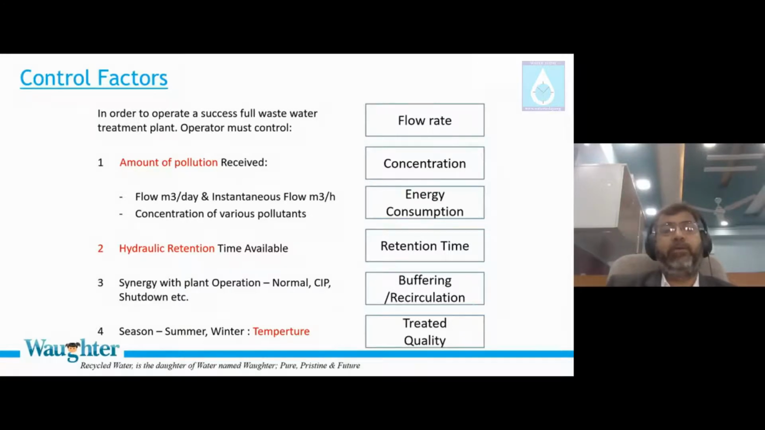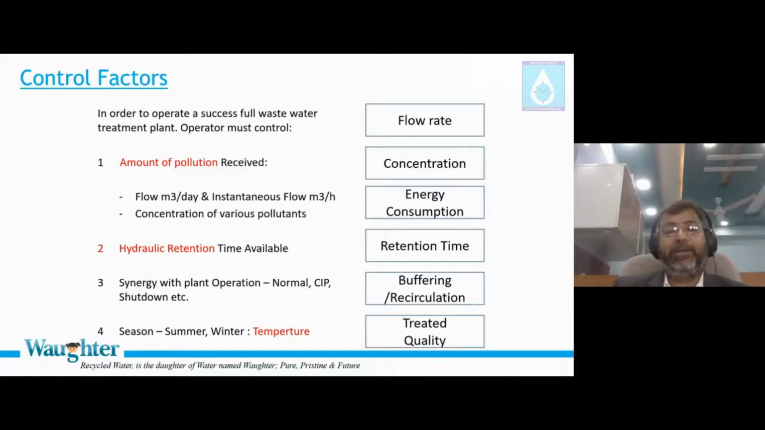Just recapping. What are the control factors which one must address before we think of designing and understanding a wastewater treatment facility? In order to operate a successful wastewater treatment facility, your operator must control, number one, the amount of pollution received. So all those impurities which we're talking about, how much you are going to receive. So flow meter cube per day and instantaneous meter cube per day. And second, concentration of the various pollutants. Because flow multiplied by concentration will give you amounts in grams or kilograms per day.